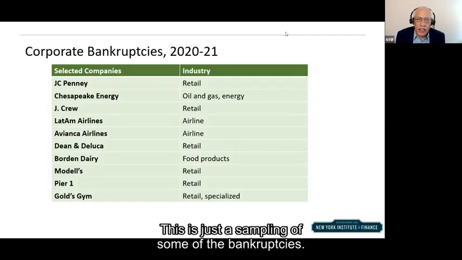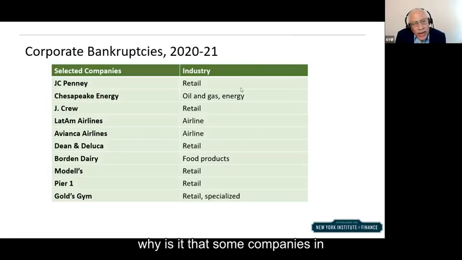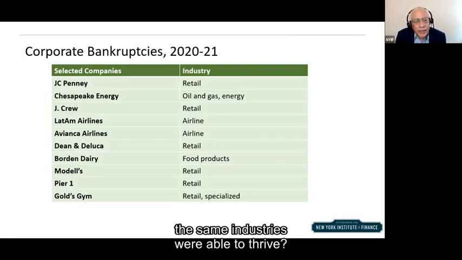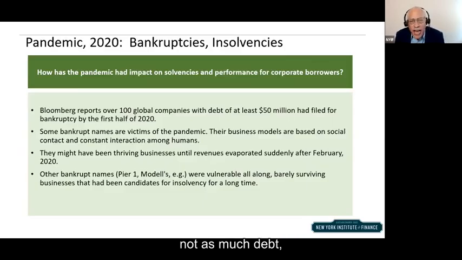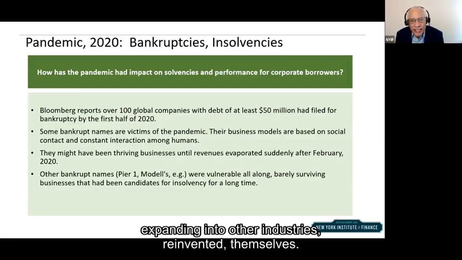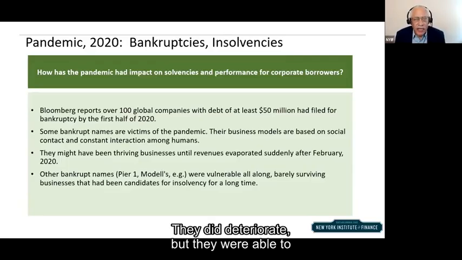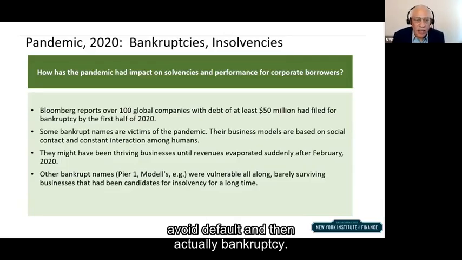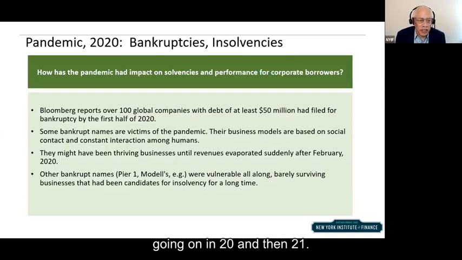So this is just a sampling of some of the bankruptcies. But as we look at this, as I say, we're also trying to look at this in terms of risk management. Why is it that some companies in these same industries were able to thrive? What is it about them intrinsically? Cash on the balance sheet, not as much debt, a lower debt burden, shrewd management, expanding into other industries, reinventing themselves. Why is it that some companies were able to avoid default? They did deteriorate, but they were able to avoid default and then actual bankruptcy. And so that's sort of our approach now as we observe what's been going on in 2020 and in 2021.